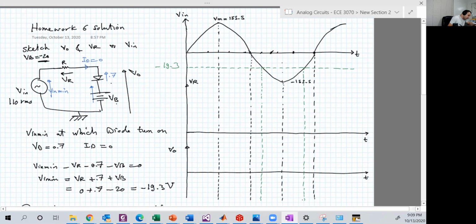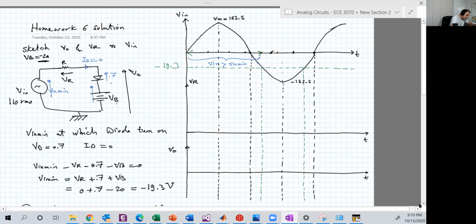Okay. So in that region here, from that point to that point, V input is larger than V input minimum. Very clear, right? All these values are greater than minus 19.3. Okay, so let's draw the output in that region first.